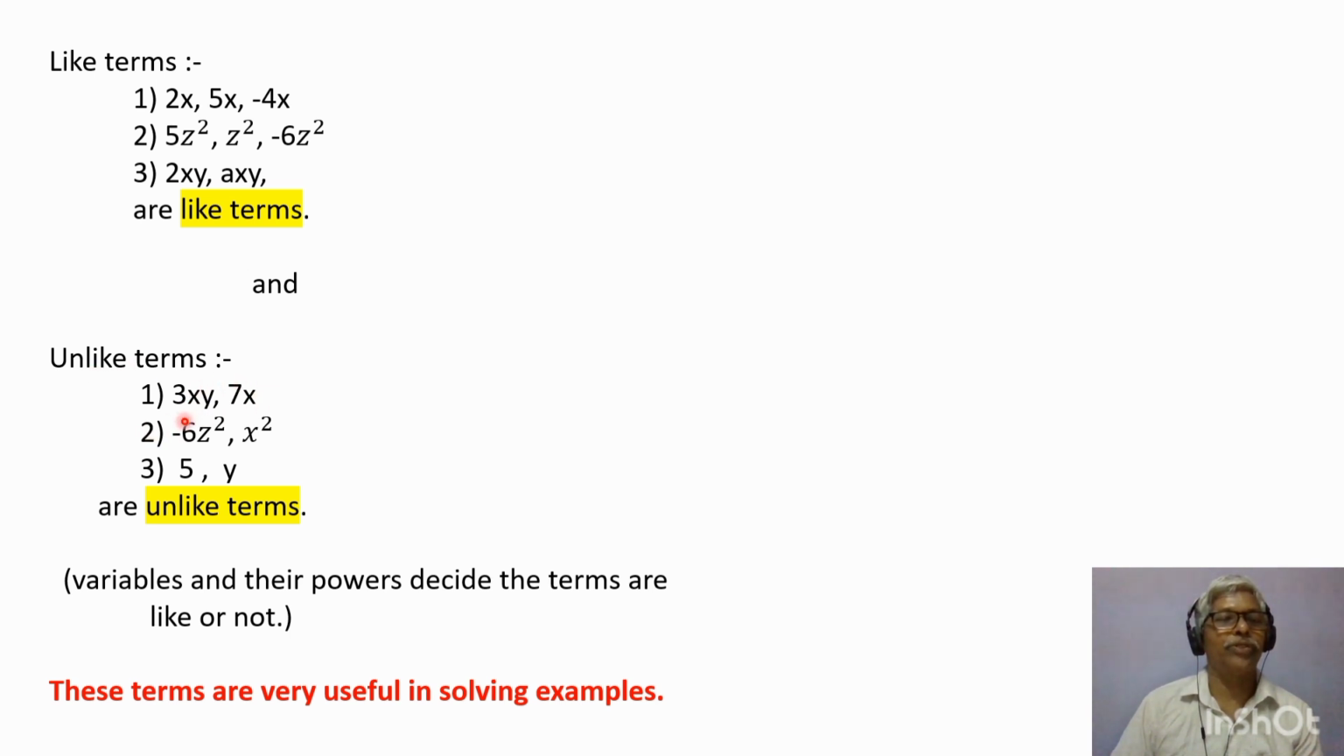Consider the examples: 3xy and 7x are unlike terms. Then 6z square and x square are unlike terms. Only pi and y, these are all unlike terms. Variables and their powers decide whether terms are like or not. Which variable it contains, and their powers, decide whether terms are like or not. These are very useful in solving examples. Try to understand these, and we will see how this is very useful in the problem solving process.